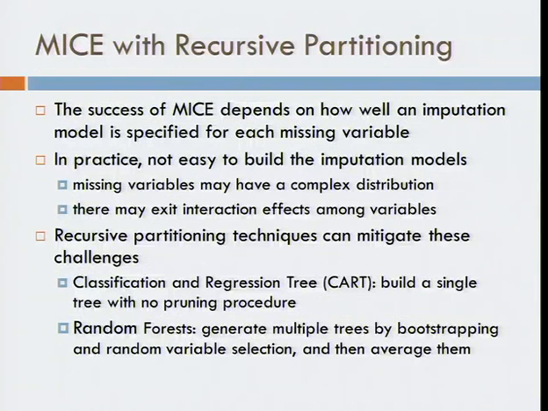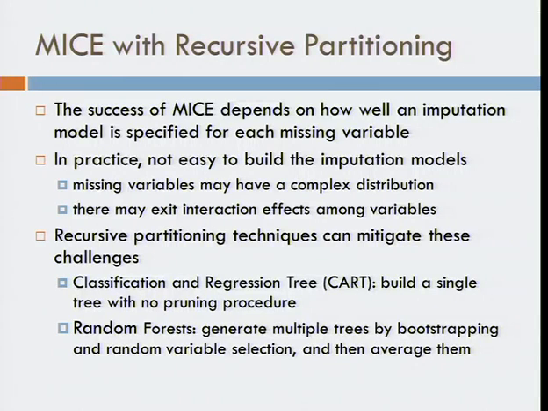Let's move on to MICE with recursive partitioning techniques. The success of MICE really depends on how well we specify the imputation model for each missing variable. However, in practice, it is not easy to build the imputation models because many missing variables may have complex distributions, so that parametric statistical models do not work very well. Also, there may exist interaction effects among variables that are hard to find out.